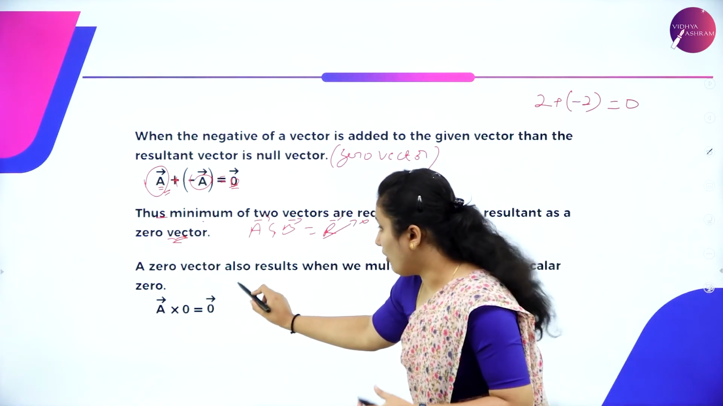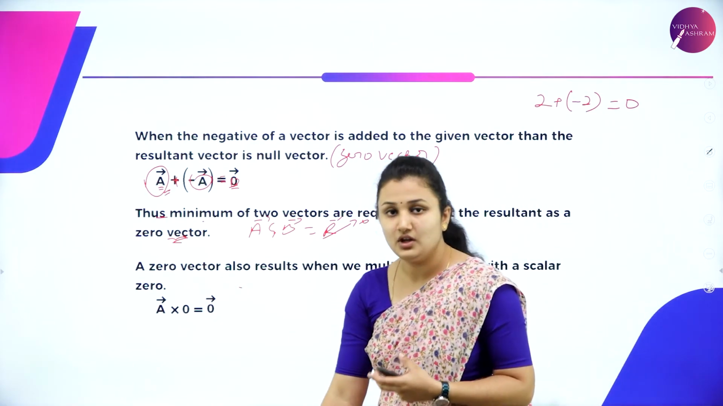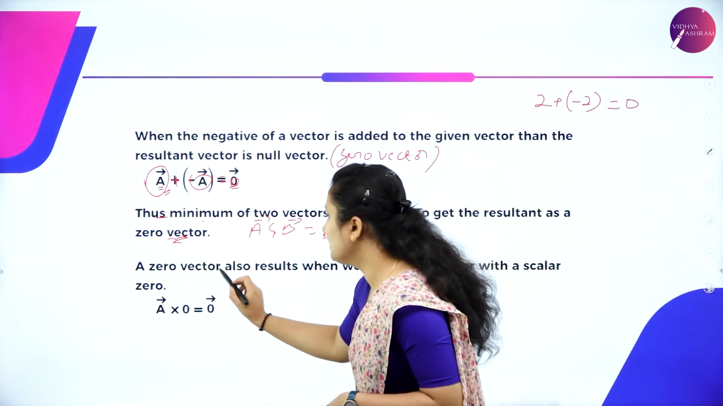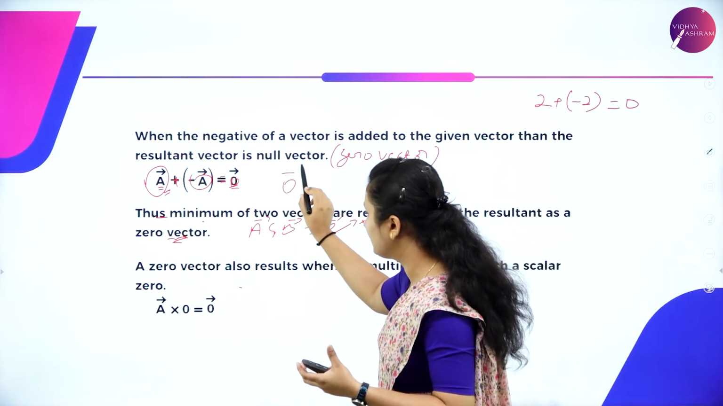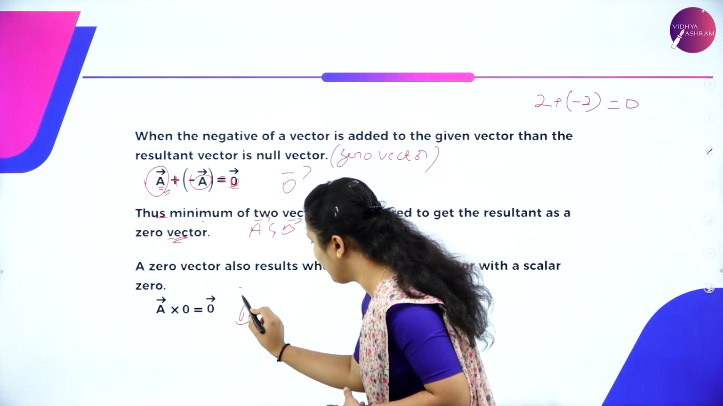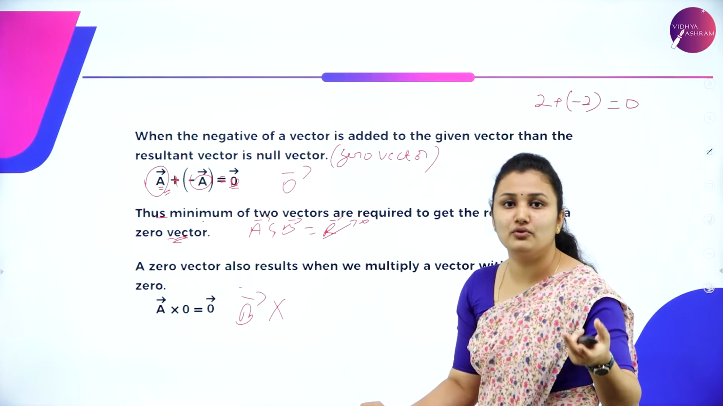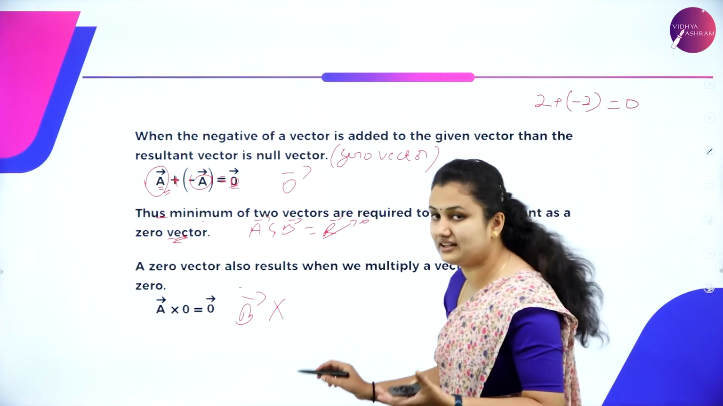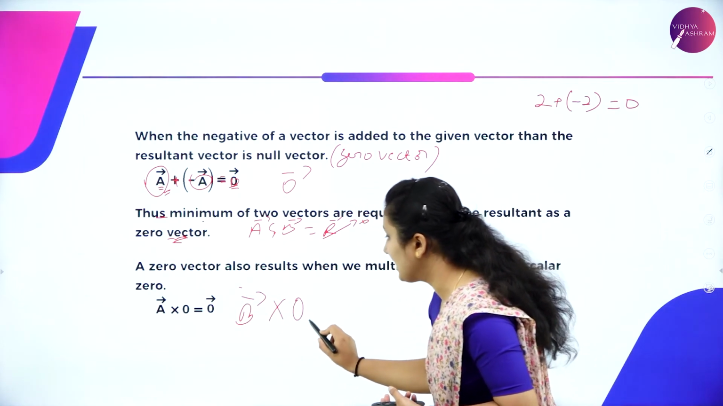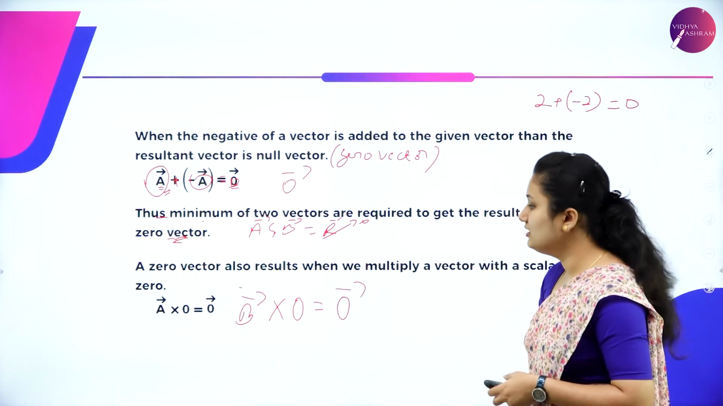A zero vector also results when we multiply a vector with a scalar 0. A scalar gives only magnitude, no direction. When we multiply a vector, say B, with a scalar 0, we can get a zero vector as the resultant. All of these, 1, 2, 3, 4, 5, 0, are scalars, magnitudes, numerical values.